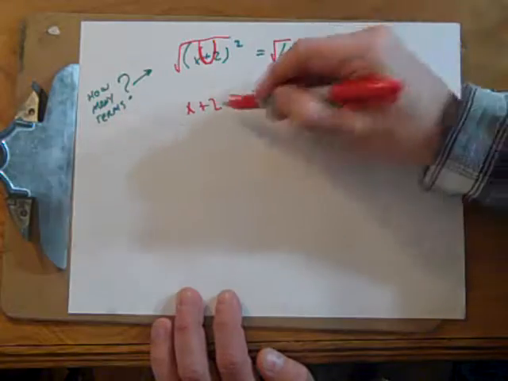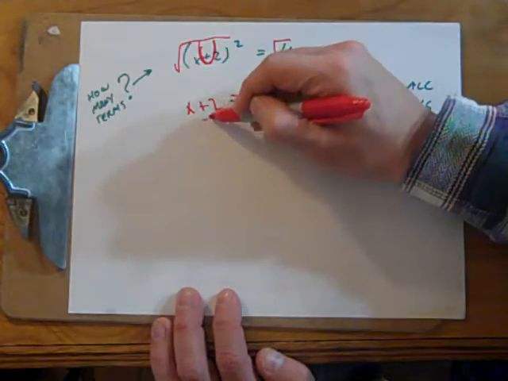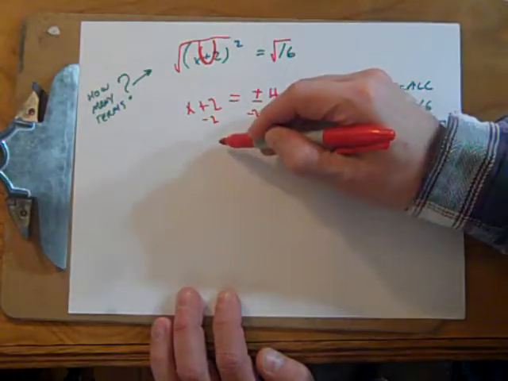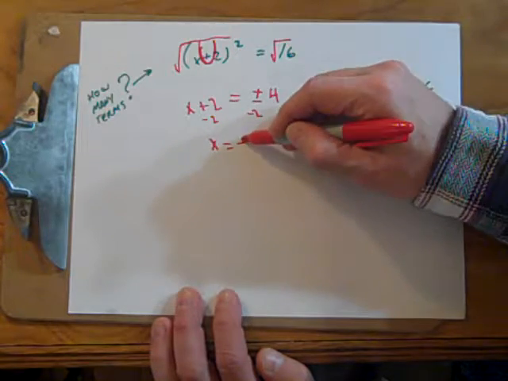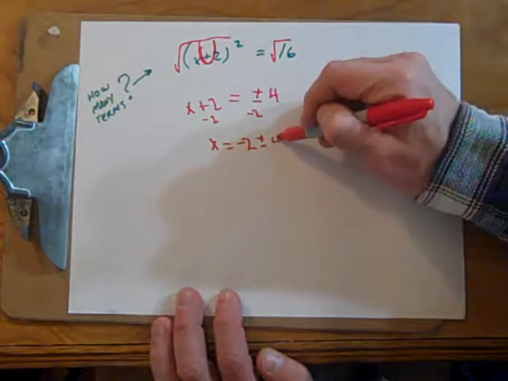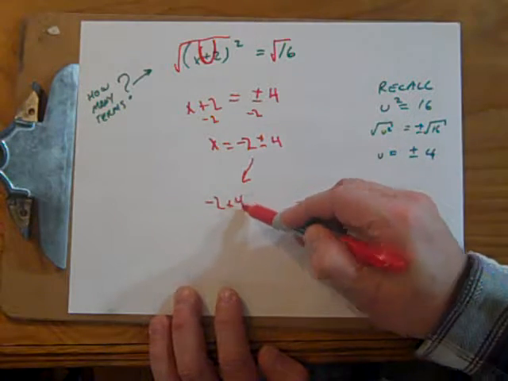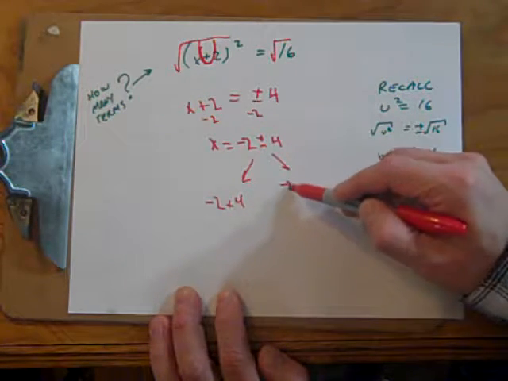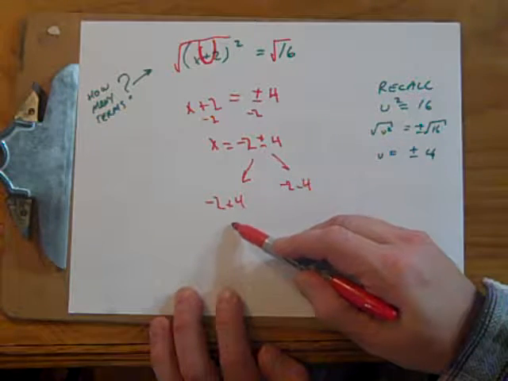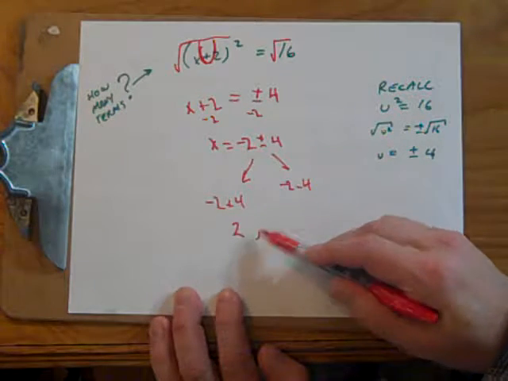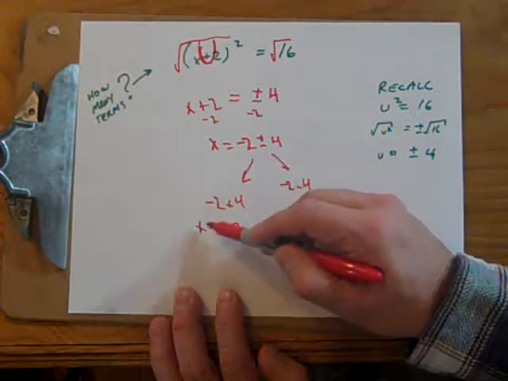Now x is not alone, but now it's x to the 1 power. I did the same thing to both sides. And I get x equals negative 2 plus or minus 4. Guys, the plus or minus means this, I'm going to write it all the way out: negative 2 plus 4 and negative 2 minus 4. So guys, there's two answers here. I expect you to get 2 and negative 6.